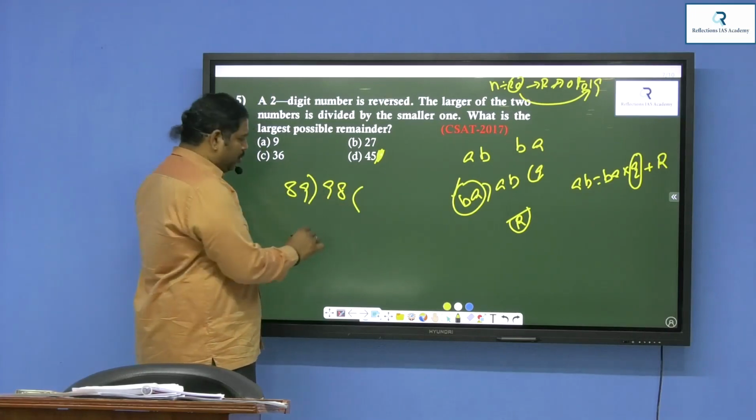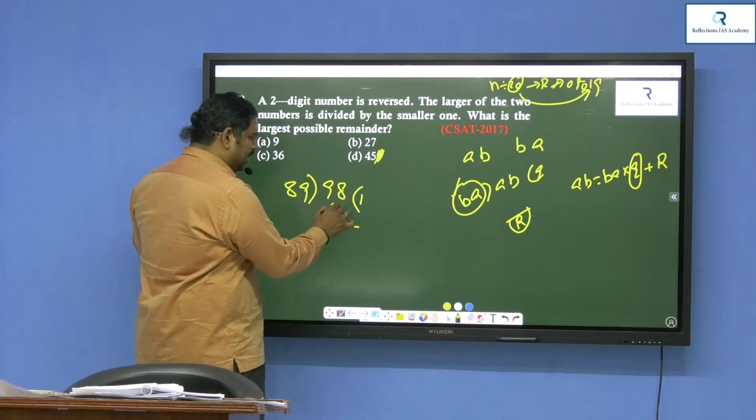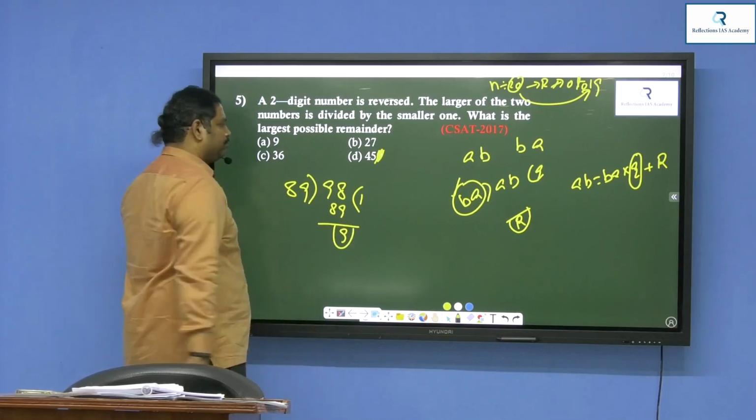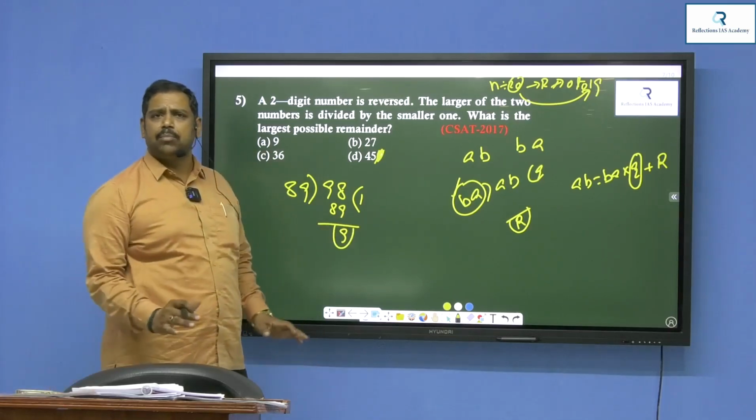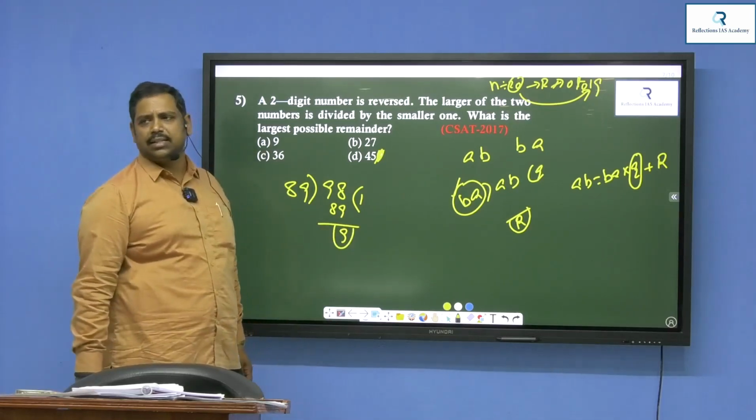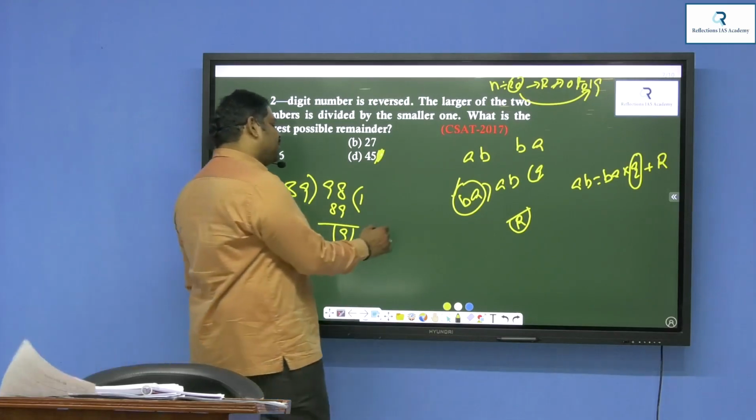Okay. So, 89 means 89 ones are 89. The remainder is how much? 9. Is it a possibility or not? Yes, it is.